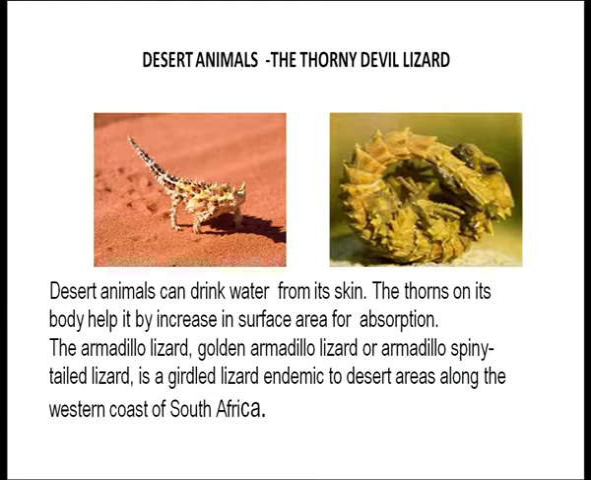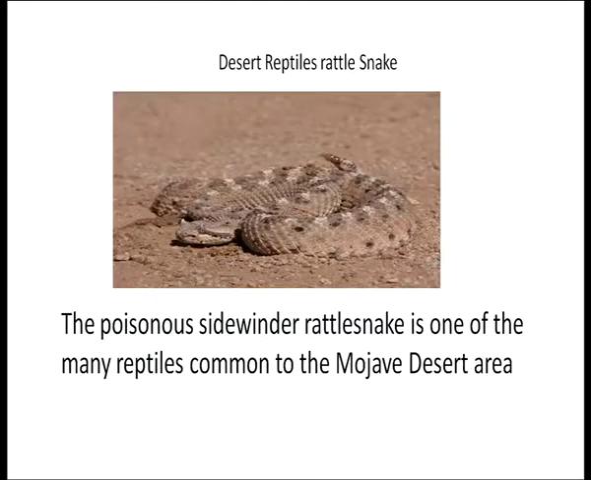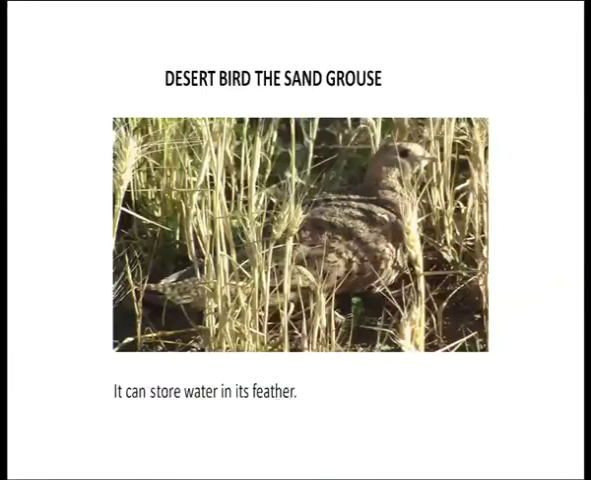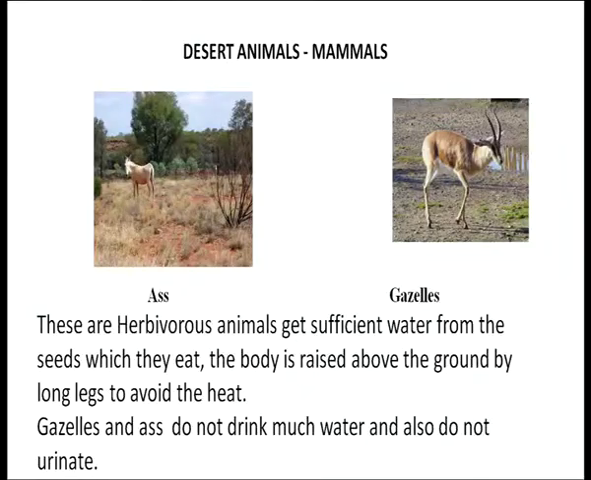Armadillo lizard, golden armadillo lizard, or the armadillo spiny tailed lizard are well suited for this kind of climatic conditions. The poisonous sidewinder rattlesnake is one of the common reptiles found in the Mojave Desert area. This is a bird which can drink water from its feathers. The herbivores in the deserts get sufficient water from the plants on which they feed.